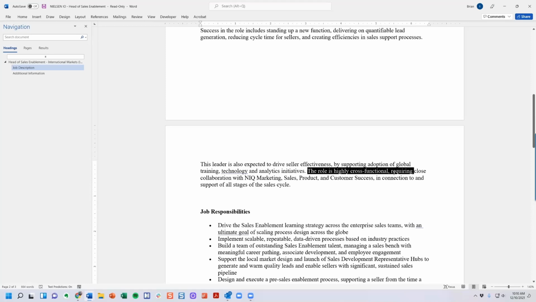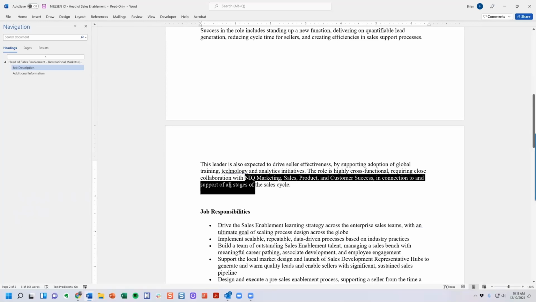The role is highly cross-functional. Cross-functional with who? So pause the video. What functions do you think they're working with? If it's highly cross-functional, what functions? Okay, welcome back. They also listed some of the functions here. Nielsen IQ marketing, sales, product, and customer success in connection to and support of all sales cycle stages.